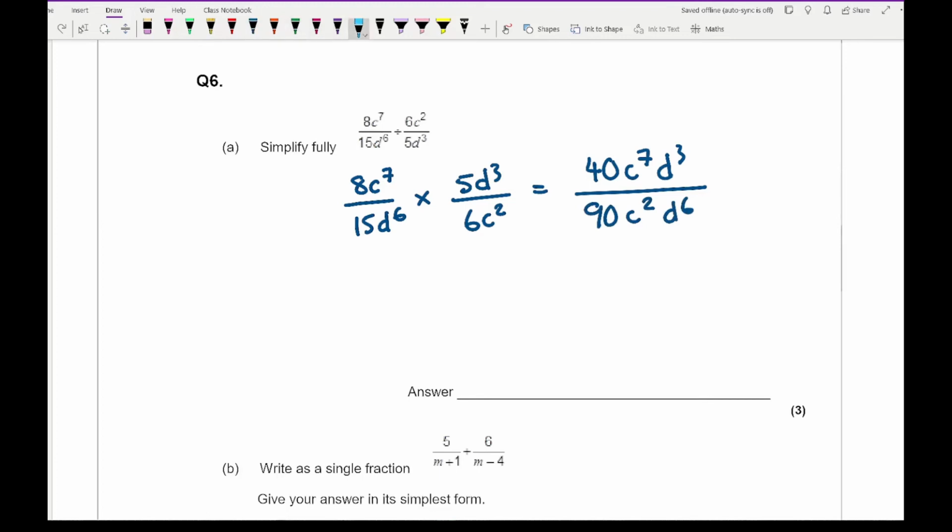So if I simplify the 40 and the 90, that becomes 4 and 9. And I lose 2 c's from the top, so I've just got 5 left at the top, and I lose all 3 d's at the bottom, top rather, and so I've only got 3 left at the bottom. So all in all, what have I got left? Well, I've got 4c to the power of 5 over 9d cubed.